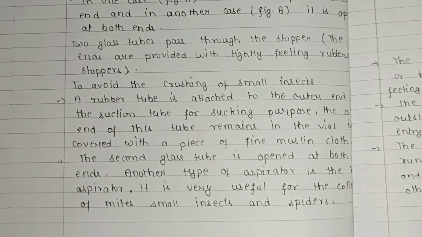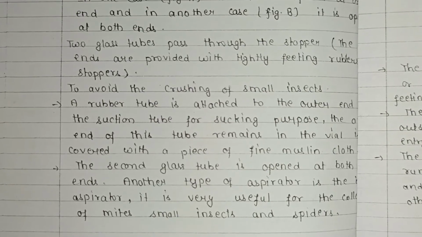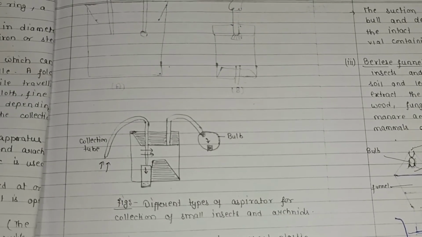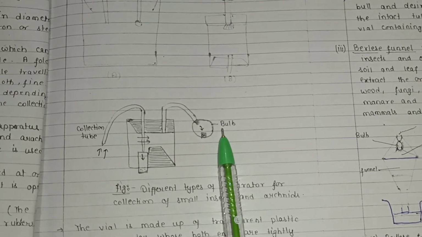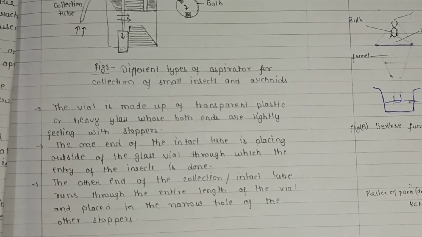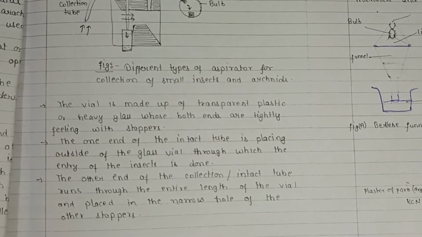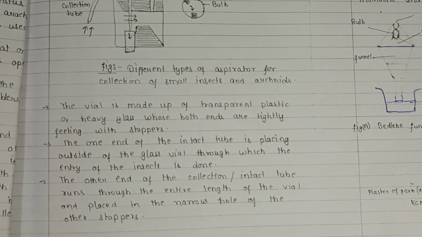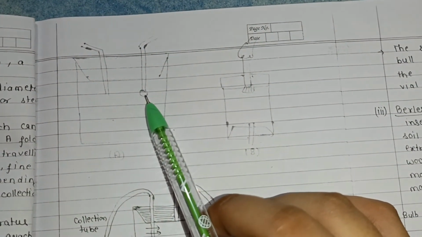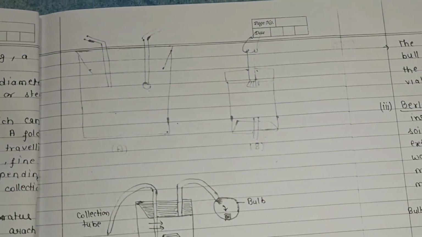So another type of aspirator is the bulb aspirator. It is very useful for the collection of mites, small insects and spiders. So these are the diagrams representing different types of aspirator for collection of small insects and arachnids. This is the bulb aspirator. Then the vial is made up of transparent plastic or heavy glass whose both ends are tightly fitted with stoppers. One end of the intake tube is placed outside of the glass vial through which the entry of the insects is done. That is, from here insects will be entering, and then here a stopper is fitted so that they can't leave the aspirator this way.